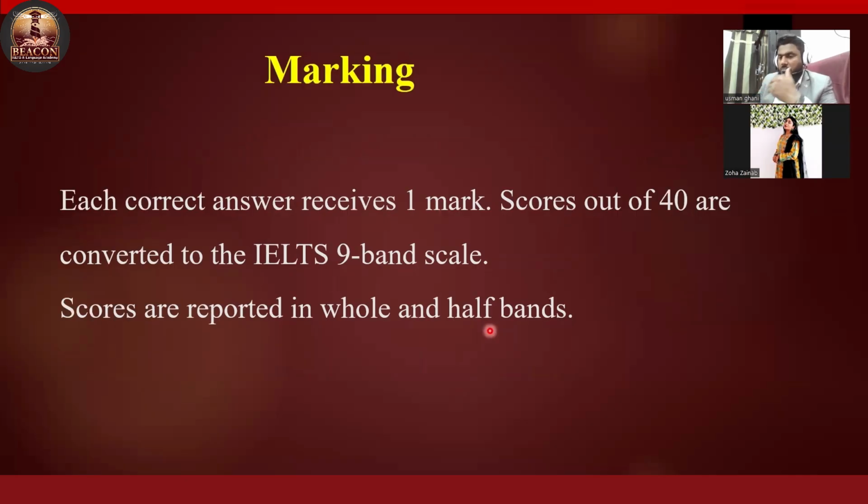If you do 1 correct option or 1 correct question, it means you have got 1 mark. If you do 2, it means you have got 2. And scores are reported in whole and half bands, meaning it would be either 6.5 or 7 or 7.5 or 8, 8.5 or 9.